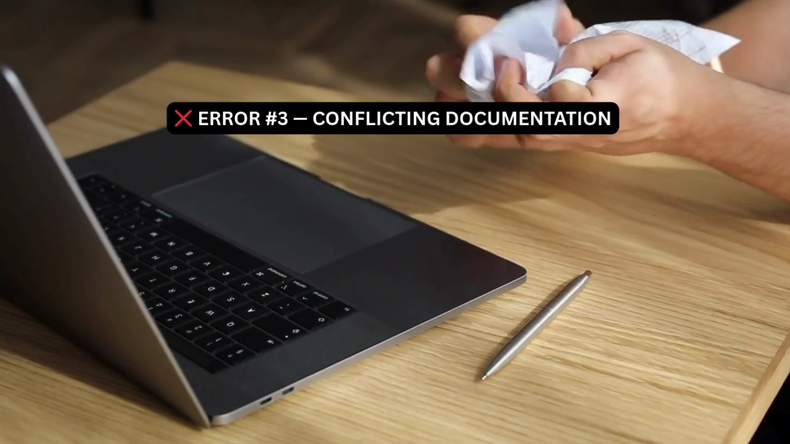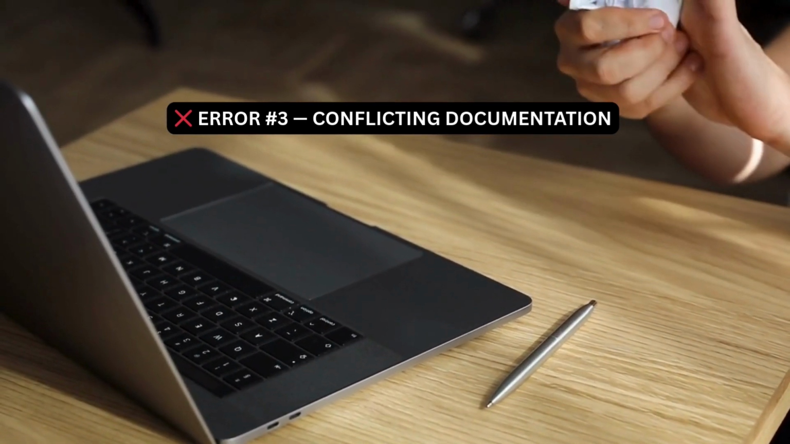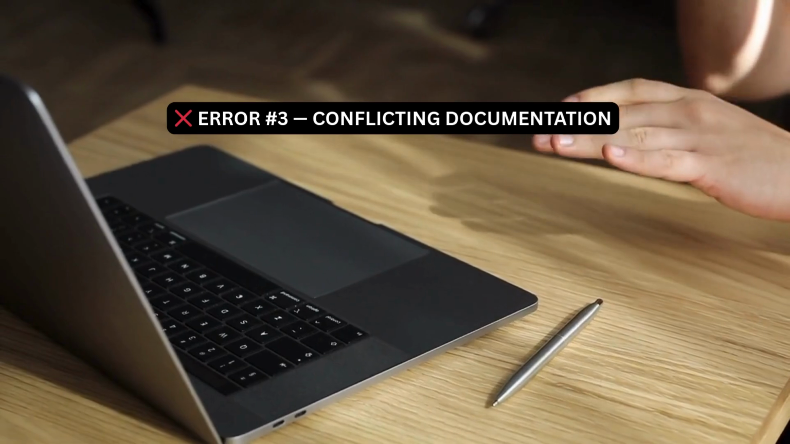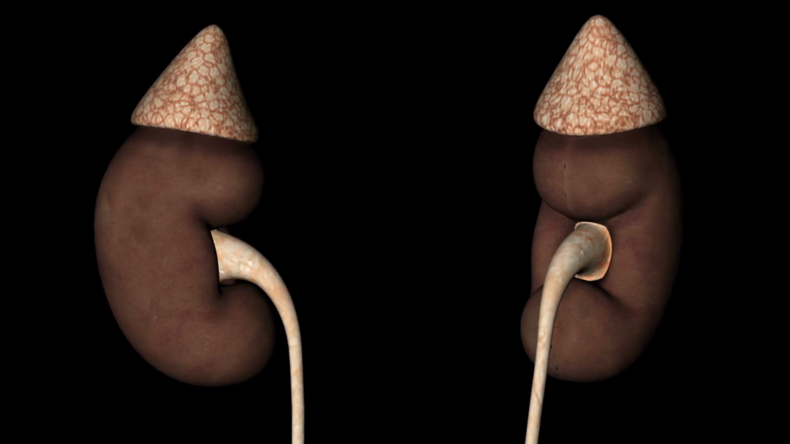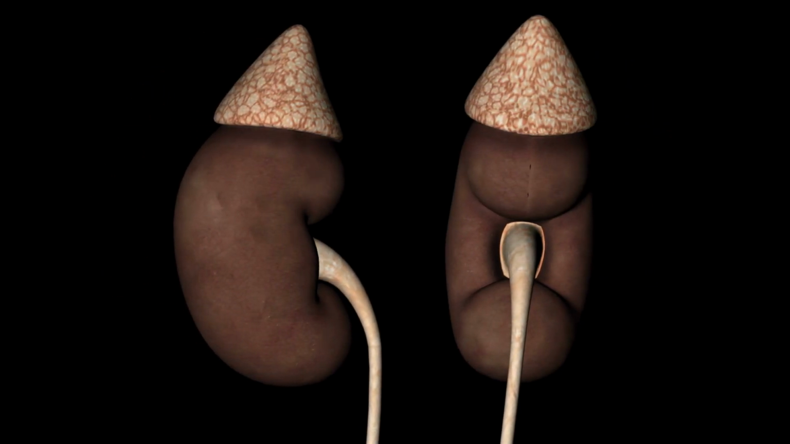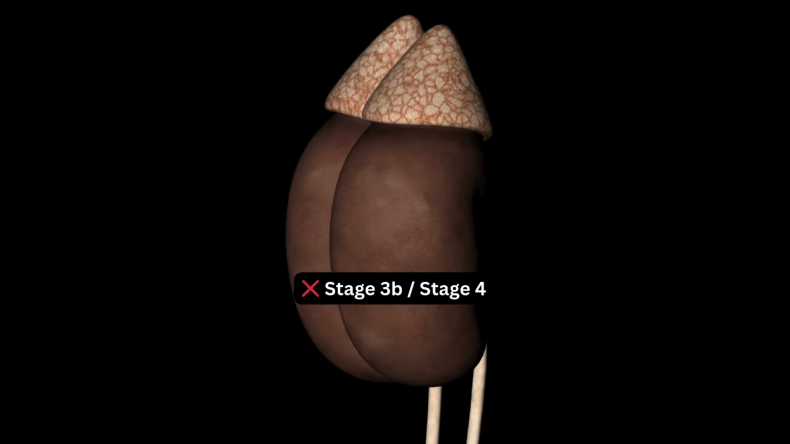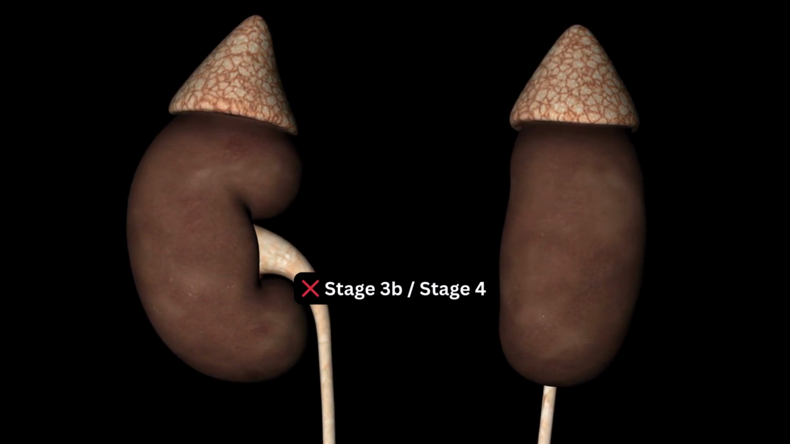Error number 3, conflicting documentation. Documentation must make sense and be consistent. The most common example I see, because I work in nephrology, is CKD staging. For example, CKD stage 3B/stage 4. This can create a problem.